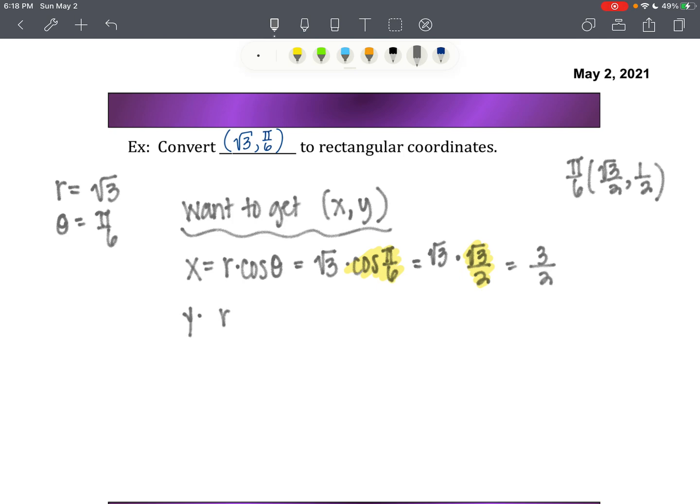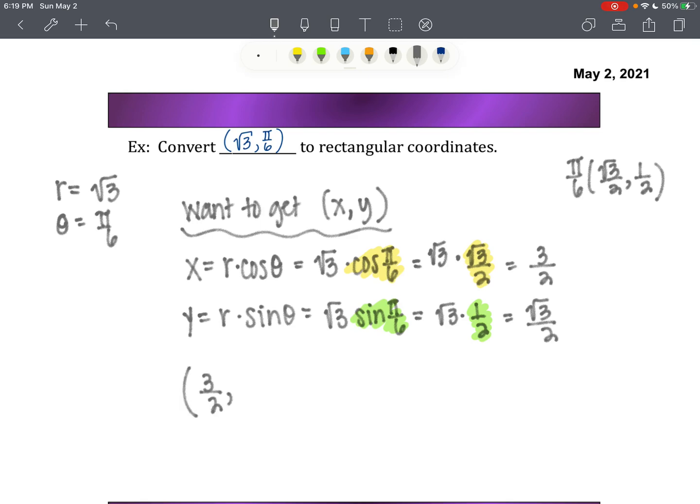And the y value is r times the sine of theta, which is the square root of 3 times the sine of pi over 6. And the sine of pi over 6 is 1/2. So here we have the sine of pi over 6, and that's equal to 1/2. And the square root of 3 times 1/2 is the square root of 3 over 2. So 3/2, comma, square root of 3 over 2.